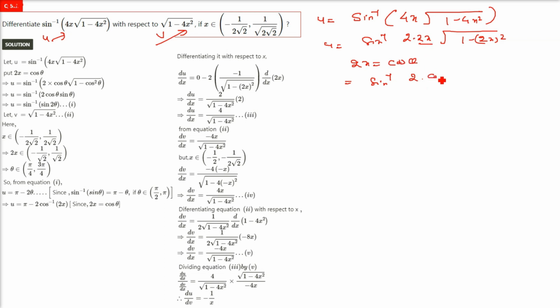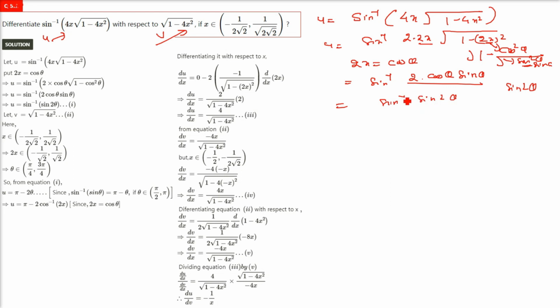When you put 2x as cos theta and replace it there, you will get sine inverse of 2 into cos theta, and this again 2x is cos theta, so you will get 1 minus cos square theta. 1 minus cos square theta is sine square theta, so under root sine square theta is sine theta. So you can write sine theta here. But 2 sine theta cos theta is again a formula. It is sine 2 theta. Sine 2 theta is 2 sine theta cos theta. So sine inverse sine 2 theta.